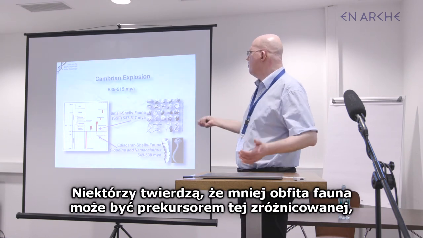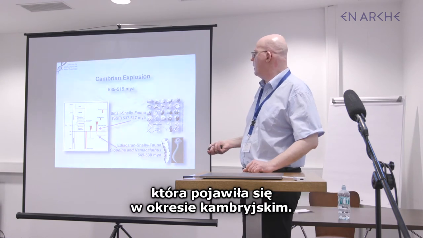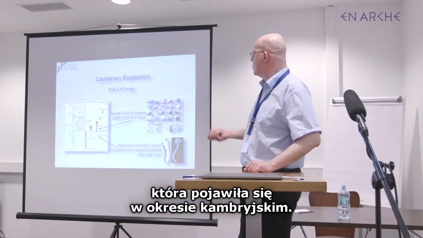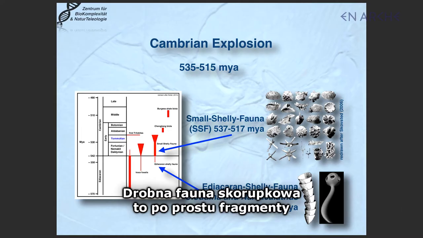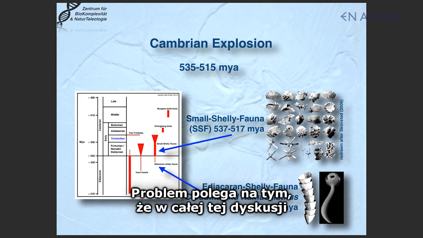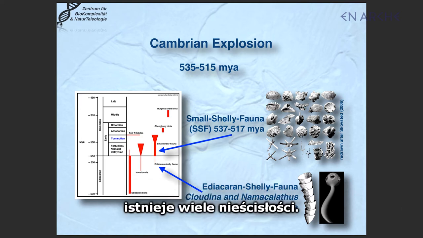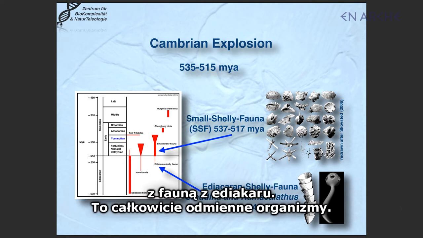And people said, well, maybe this thin line here, this less diverse small shelly fauna in the Ediacaran, were the precursors of the small shelly fauna in the Cambrian. And the small shelly fauna in the Cambrian are basically just fragments of animal exoskeletons from arthropods and echinoderms and so on. The problem is that in this whole argument, there's a fallacy of equivocation involved, because these two small shelly faunas have nothing, but really nothing in common.